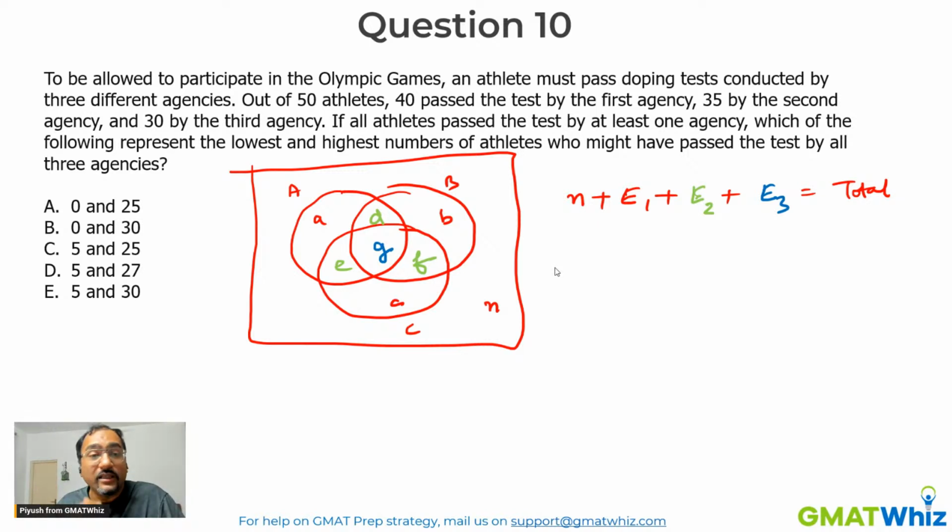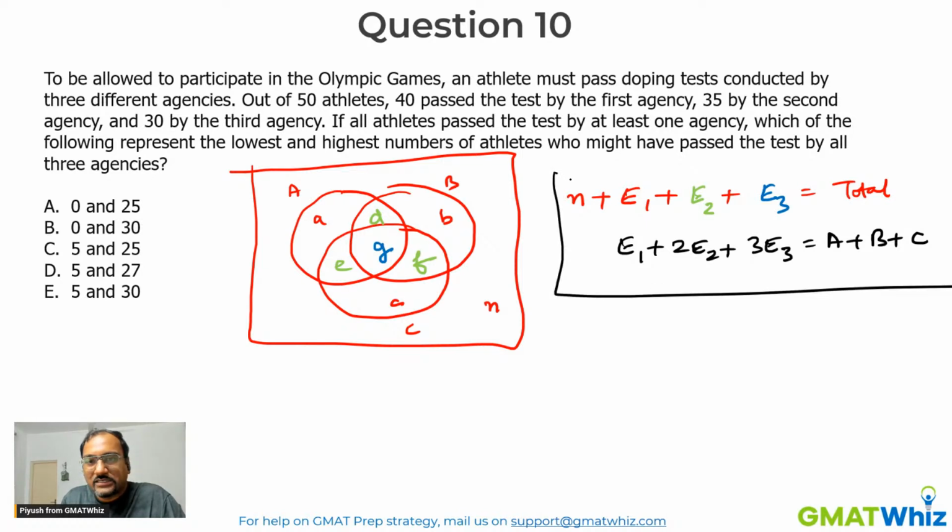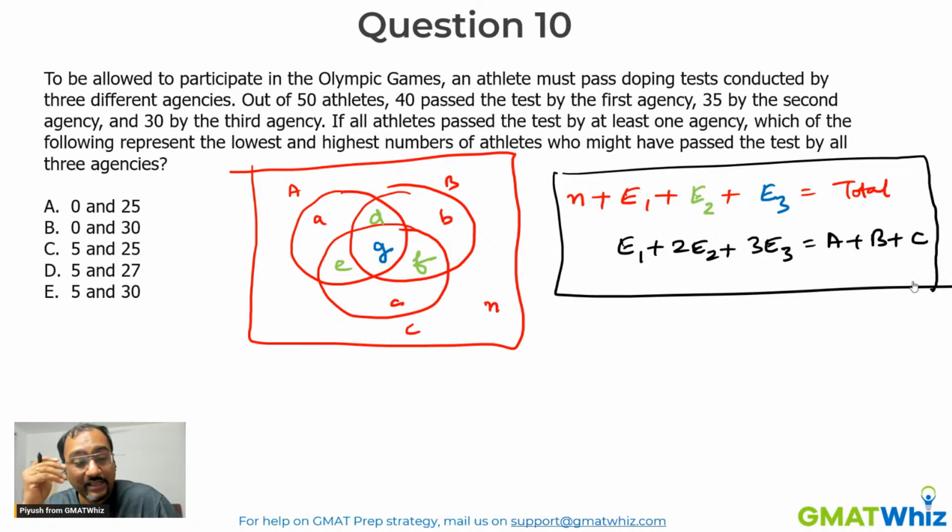That's the first equation. The second equation that you can write is E1 plus 2E2 plus 3E3 is equal to the sum of the values of the 3 sets combined. Take a note of these equations, guys. I'm going to rub them out in 1 minute. So take a note of these 3 equations.